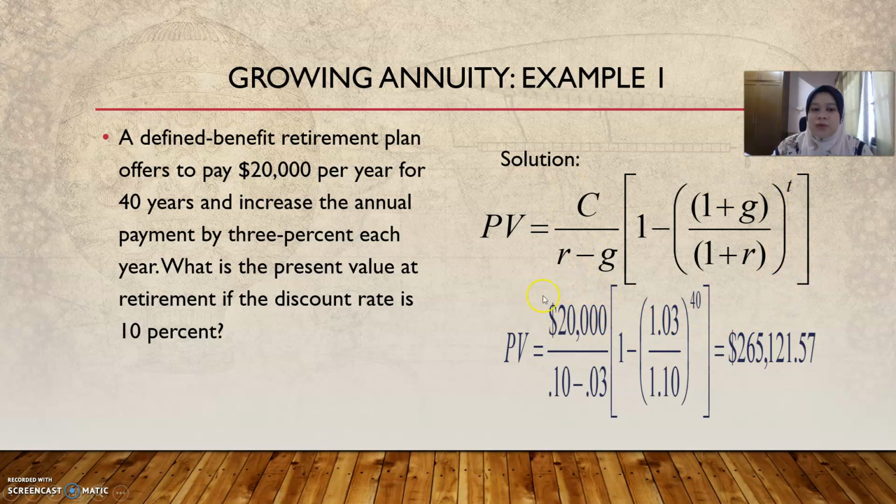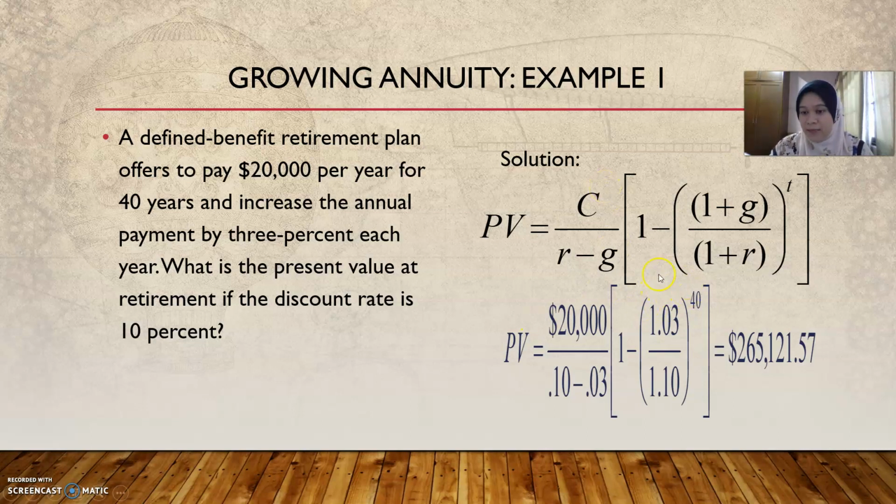So the C is 20,000 per year, divided by the interest rate or discount rate of 10%, minus G, 3%, since the annual payment increases by 3%, so the growth is 3%, times 1 minus (1 plus G, which is 3%, divided by 1 plus 10%, which is the R or I) to the power of 40, because it is 40 years. So you solve inside here first. 1.03 divided by 1.1, you will get 0.936. And then don't forget to raise it to the power of 40.